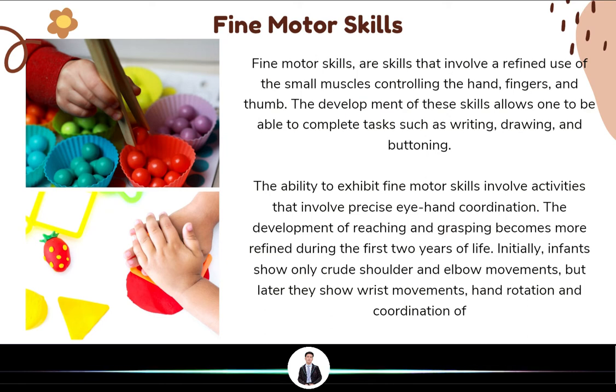The development of reaching and grasping becomes more refined during the first 2 years of life. Initially, infants show only crude shoulder and elbow movements, but later they show wrist movements, hand rotation, and coordination of the two.